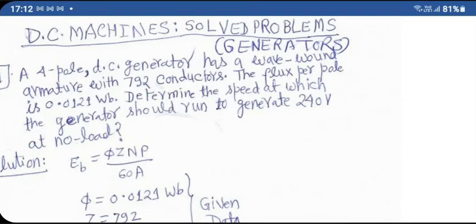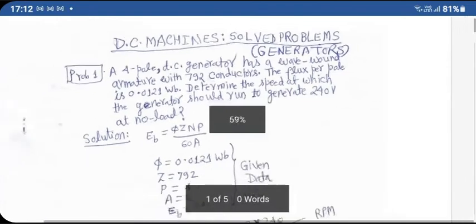So this 4-pole, that means capital P equal to 4. Capital A equal to 2 because of the wave wound nature of the armature. It has 792 conductors. So capital Z is 792. The flux per pole, which is phi, is 0.0121 Weber. Determine the speed at which the generator should run to generate 240 volt at no load. 240 volt at no load means back EMF or EMF is 240 volts. So it's a straightforward calculation.